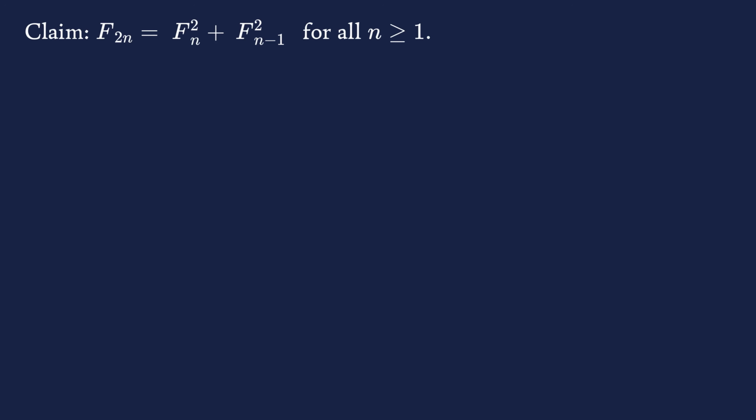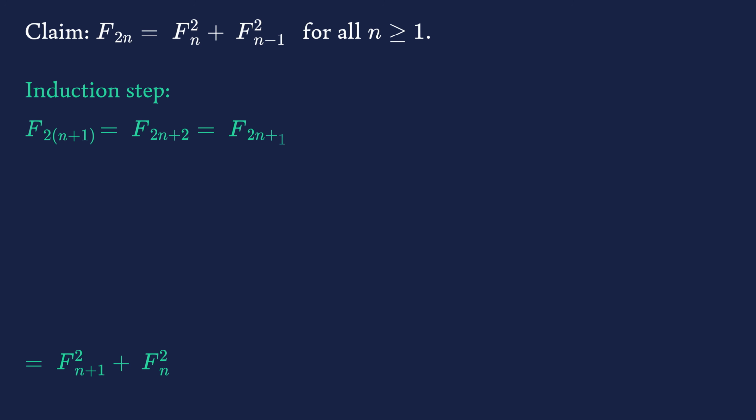It will be a bit more obvious what's going on if we start with the induction step this time. Remember, the order of an induction proof doesn't matter as long as you cover the step itself and the base case in the end. The induction step revolves around f2 times n plus 1. It should be the same as fn plus 1 squared plus fn squared in the end.